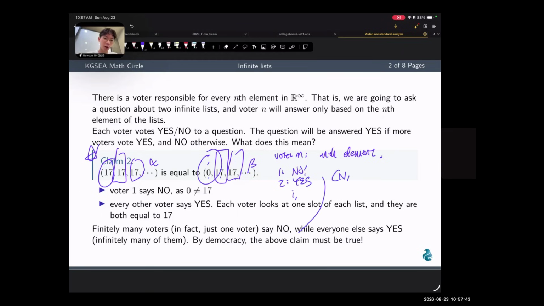We're going to get no, yes, yes, yes. Oh, that's a lot of yeses, which is to say there are only a finite number of no's and an infinite number of yeses. So I think the vote goes to yes. Therefore, alpha equals beta. They are the same number according to our voting system. Do you all get how this voting system works? Okay. Feel free just to stop me whenever you have questions or something is unclear.